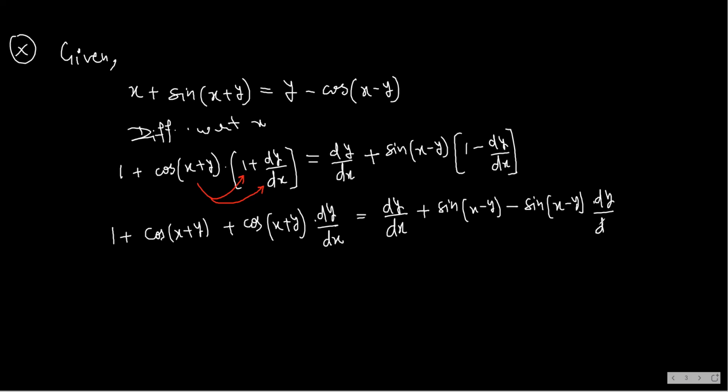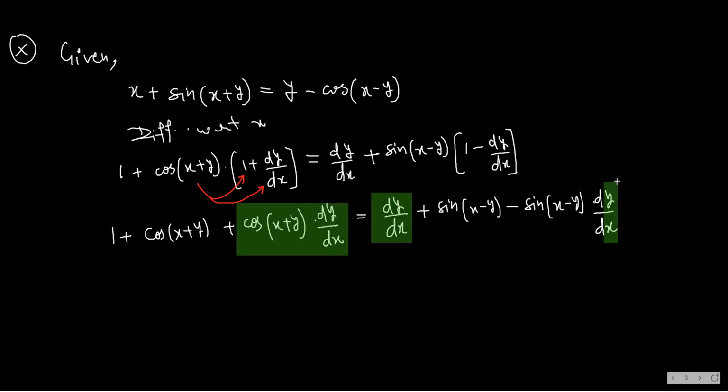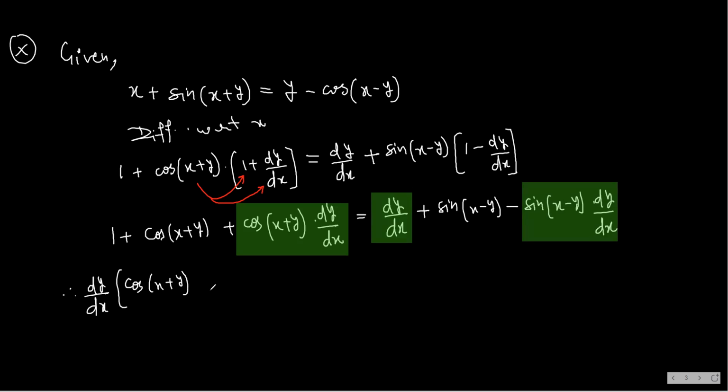Now what you will do is all the terms of dy by dx you shift on the left hand side. The terms of dy by dx you see are here: this is one term, two term, and the three term. So this one which I'm writing here, when I shift onto the left hand side, this will become positive, whereas this term will become negative. So the next step I get is, therefore dy by dx I take common, and inside the bracket what I get is cos(x+y) plus sin(x+y).